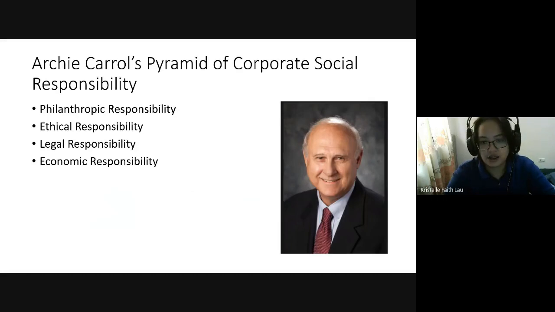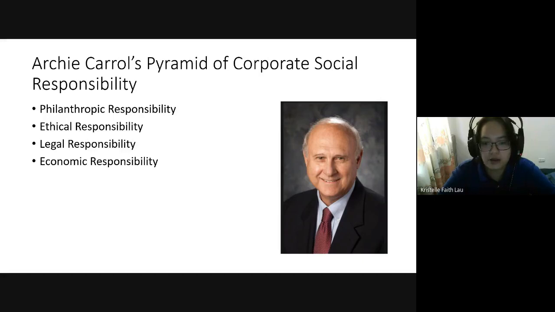So, this is Archie Carroll. The Carroll CSR pyramid is a simple framework that helps argue how and why organizations should meet their social responsibility. So the basis of what we consider a modern definition of CSR is rooted in the pyramid created by Archie Carroll. As stated by Carroll, CSR is a multi-layer model comprising four interconnected standpoints of responsibilities. As identified earlier, the economic, the legal, ethical, and the philanthropic.